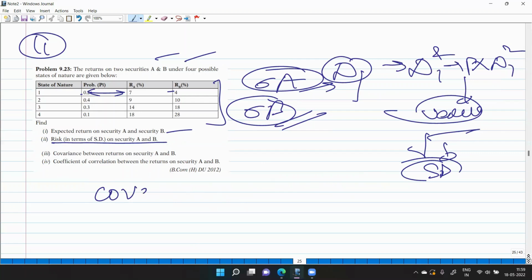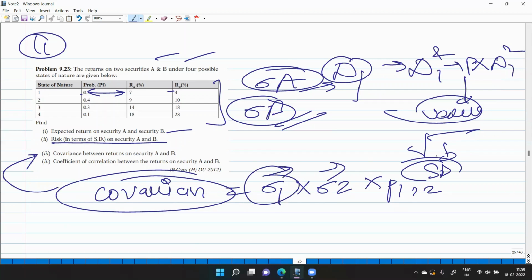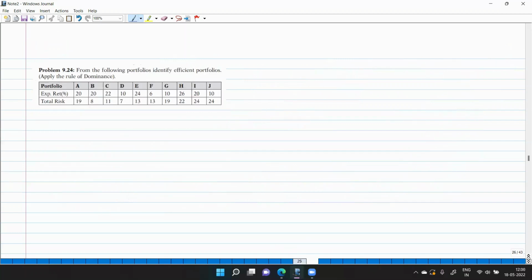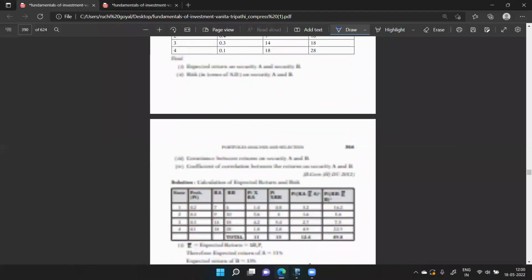How? Covariance is nothing but this into P12. We got this from the third part. ये हमारा आ जाएगा, ये हमारा आ जाएगा, कैसे आएगा ये? We just calculated in part 2, so we can simply calculate P12. That is the coefficient of correlation. I hope यही किया है इसने 23 में.